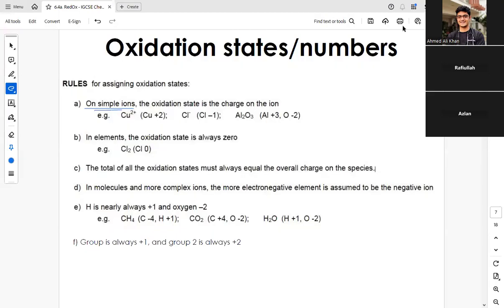Okay, so in this particular video, we'll go over the simple rules that we use to assign oxidation states and numbers. Okay, so there are a five set of rules that you should keep in mind.